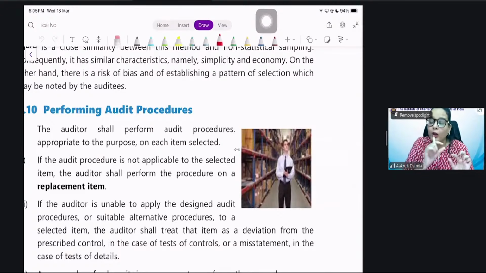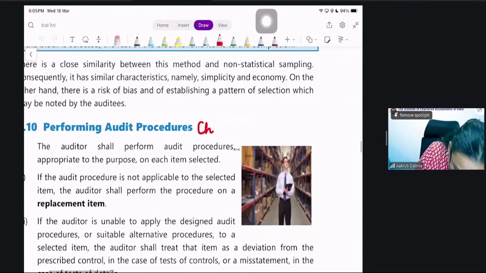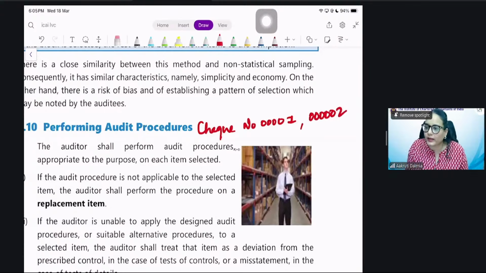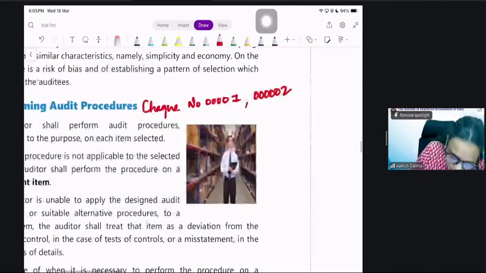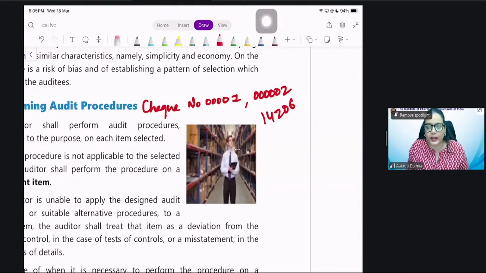Checkbooks usually have, for each check, a number. Let's say there are different check numbers. There's check number 0001, there will be some series to it. It can be anything. It can be 142068, like that also it can be. So it can be in different ways. The checkbook number will be there. Check number will be there.